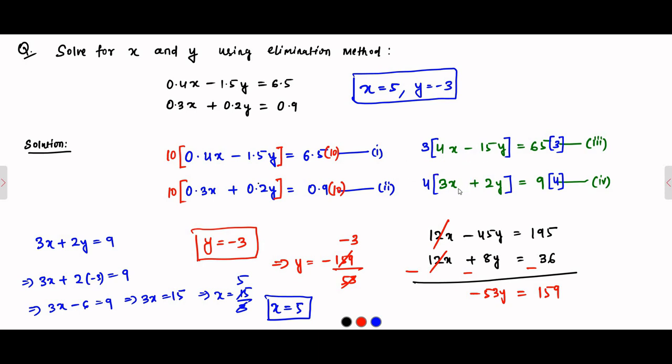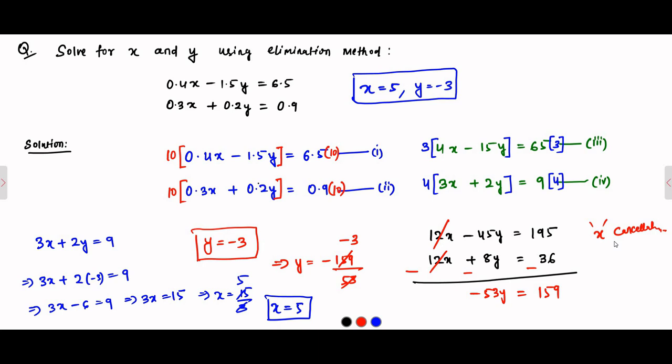Instead of going for addition, the other thing which we could have done is multiply by 2 here, we would have got minus 30y. Multiplied by 15 here, we would have got plus 30y. Simply adding, y would have been cancelled. But here we went for x cancellation. Okay, here we cancelled x.